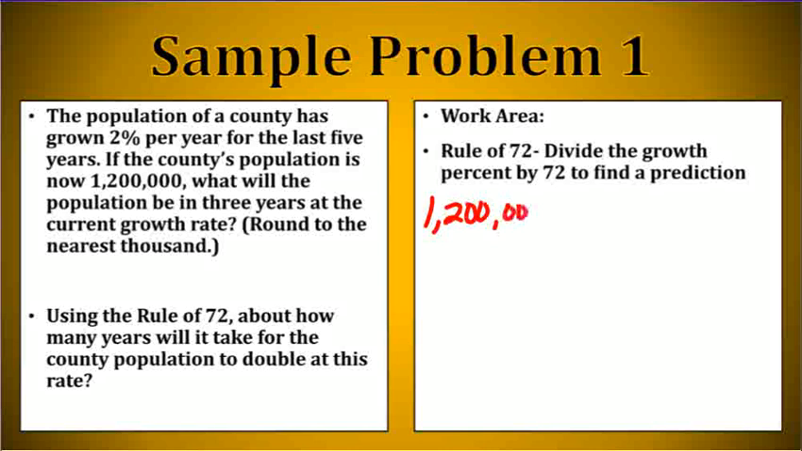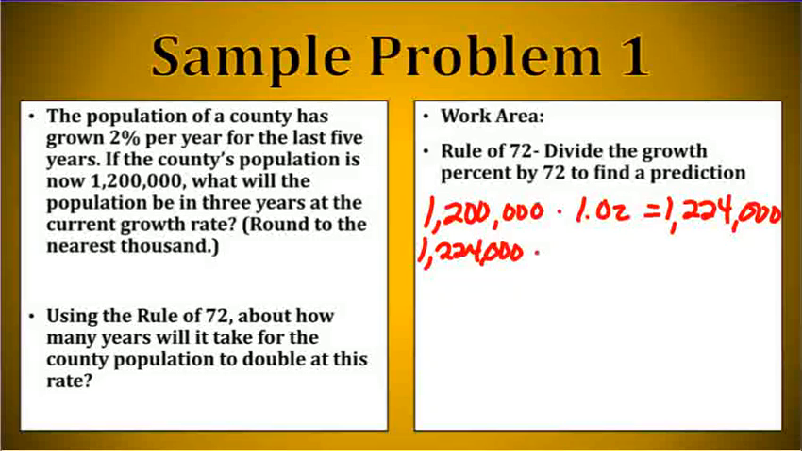So we would do 1,200,000 times 1.02, and that would give us an answer of 1,224,000. So that's after 1 year. After 2 years, we take what we have after 1 year, 1,224,000, and multiply that by 1.02 because it increased 2%. And that would give us an answer of 1,248,480.